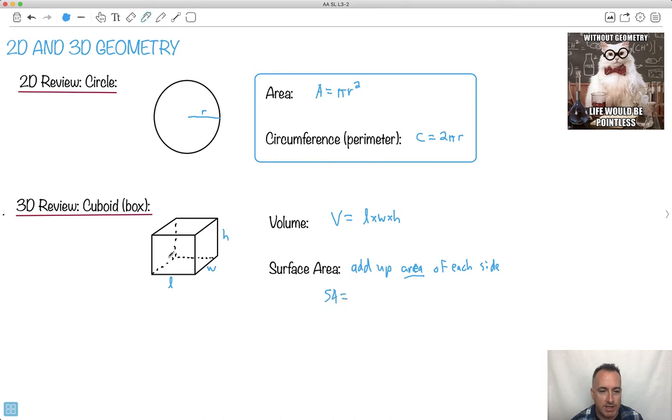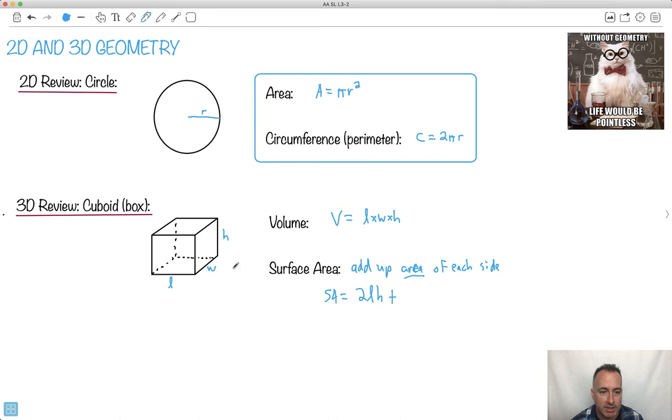And let's see now. It's going to be this front face right here has dimensions. This is L this way, and how tall is this? That's H. So I've got L times H. Now how many of these do I have? It turns out I have one here in the front. I also have one in the back. So that's why I've got 2LH.